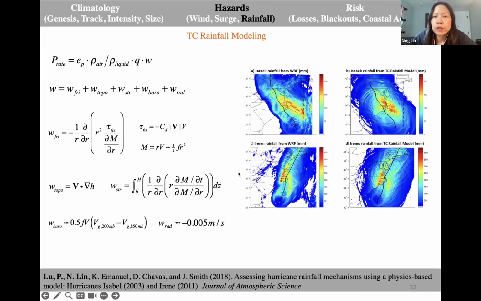And then here we compare it with a simulation from the Weather Research and Forecasting model, for which I used 64 CPUs for an hour for each storm. So on the left is the WRF simulation of total rainfall for two storms, and on the right is this simple model for the same two storms. So you can see that we can capture these patterns really well.